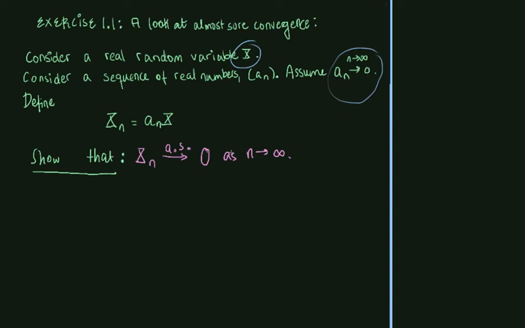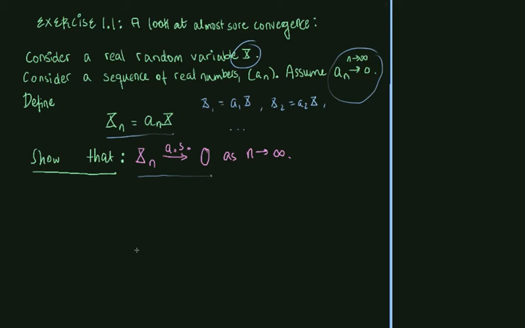Then we are asked to define a sequence of random variables X_n that are given as such. So X_1 is a_1 multiplied by X, and X_2 is a_2 multiplied by X, and so on and so on. So we construct some new random variables by multiplying these a_n's onto X. And the purpose of the exercise is to show that these new random variables that we create converge almost surely towards the deterministic value 0 as n tends to infinity. So we want to show that this is true.